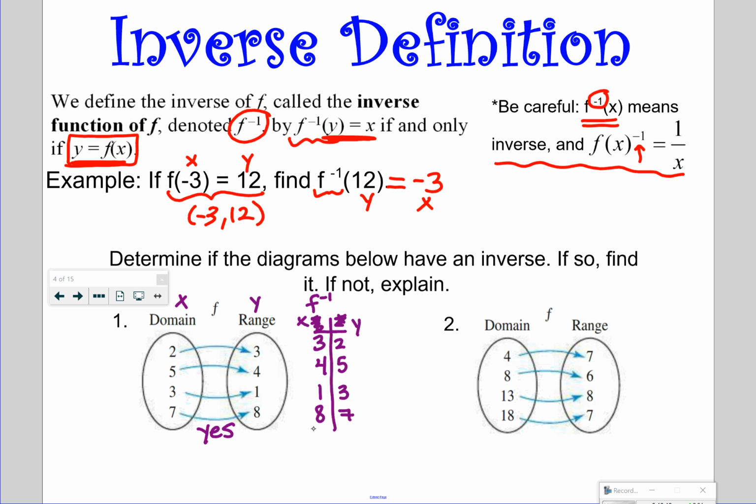So now let's look at number 2. Again, domain is my x's, range is my y's. Let's see if there's an inverse. Each x, 4, 8, 13, and 18, goes to one different value of the range. So it's a function, yes.